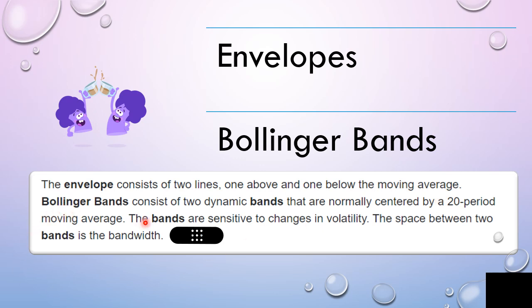Okay, while Bollinger Band consists of two dynamic bands that are normally centered by a 20-period moving average. The bands are sensitive to changes in volatility. Okay, the space between the two bands is the bandwidth. Okay, kita tengok apa benda beza antara dua ni.